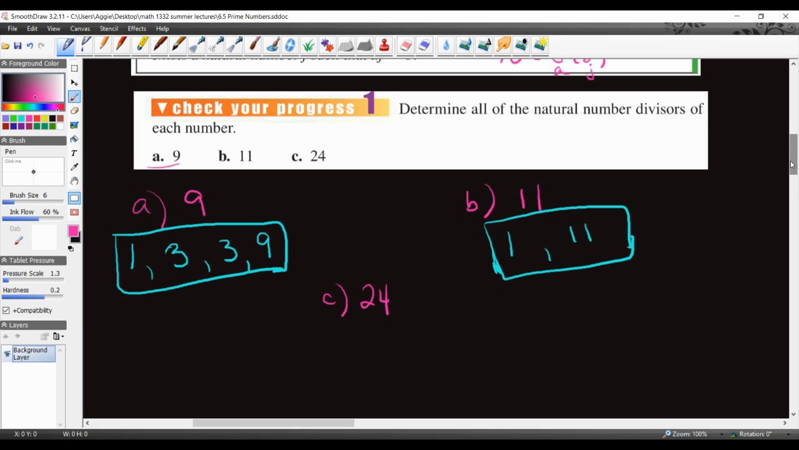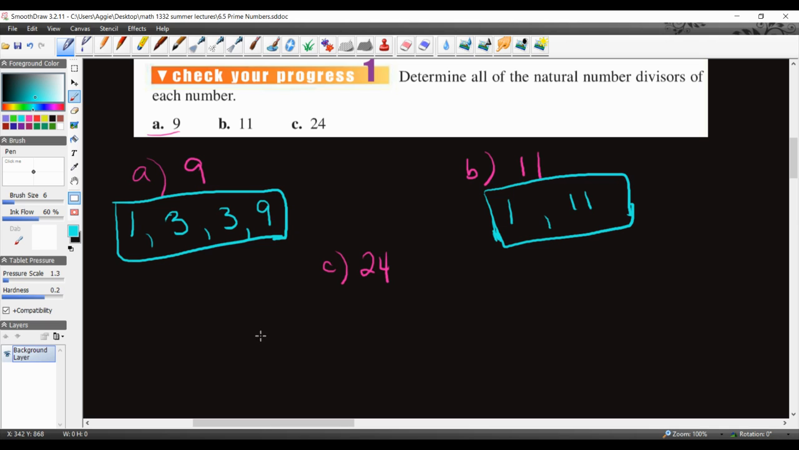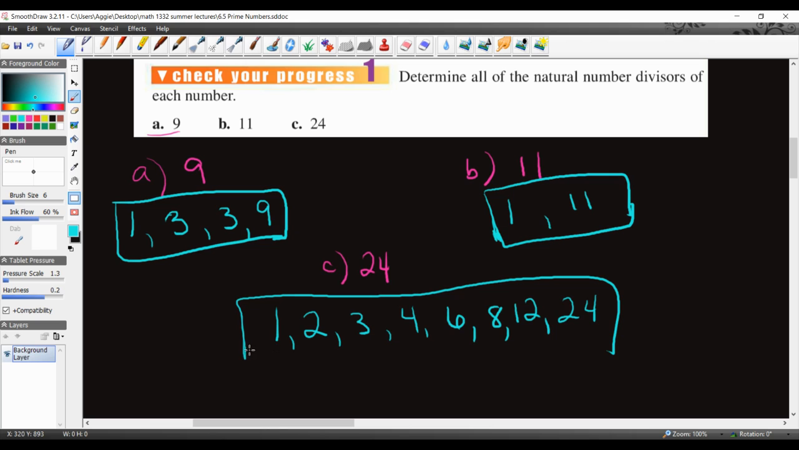Moving on, letter C, 24. So 24 has quite a few. Again, we're going to start with 1. So we have 1 times 24. We also know that 2 times something is 24: 2 times 12 is 24. 3 times something is also 24: 3 times 8. And 4 times 6 is also 24. If you see how I did it backwards, you don't have to do this part anymore. 5 doesn't go in, 6 goes in, we already have it there. So this would be the list of divisors for 24, or factors of 24.